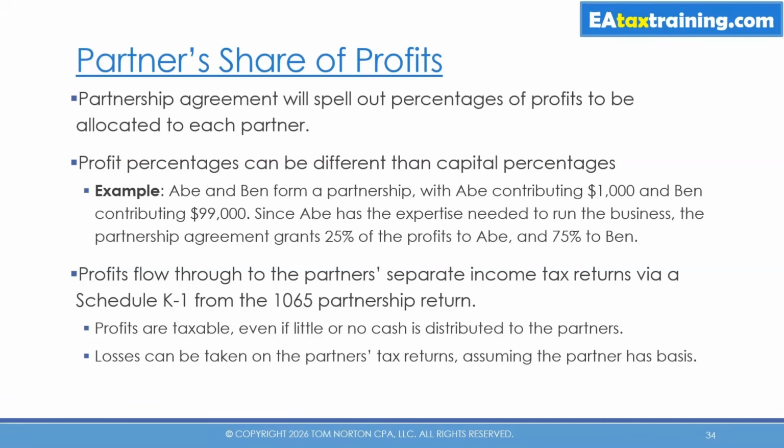So the Schedule K1 will reflect this 25-75 split in profits and losses. And remember, those profits are taxable even if little or no cash is actually distributed to the partners. And any losses can be taken on the partner's individual tax returns, assuming that they have basis in the partnership, which we will be talking about here shortly.